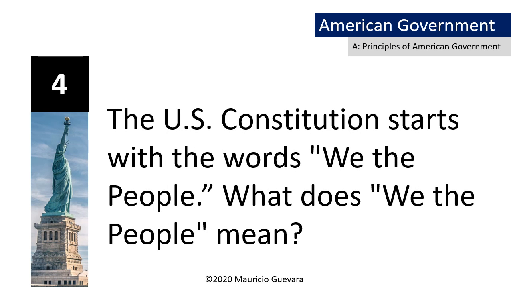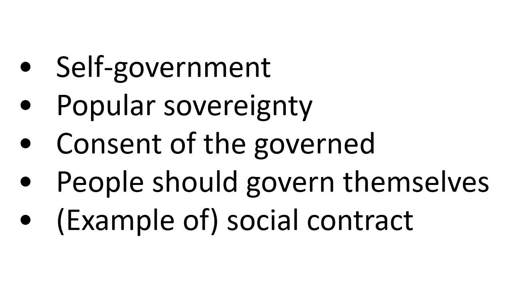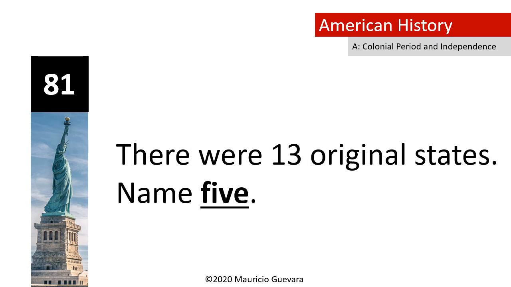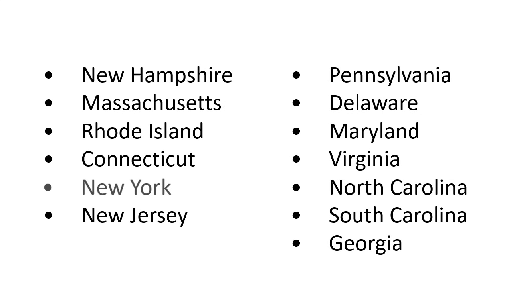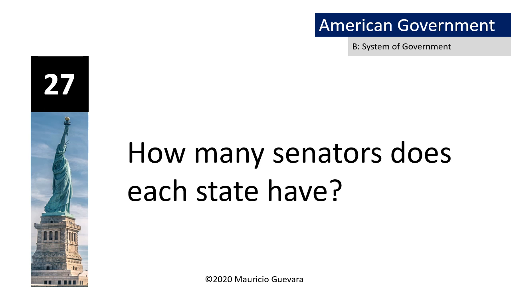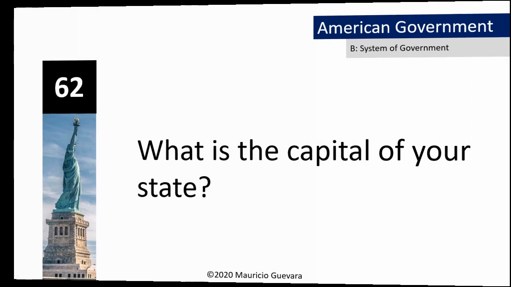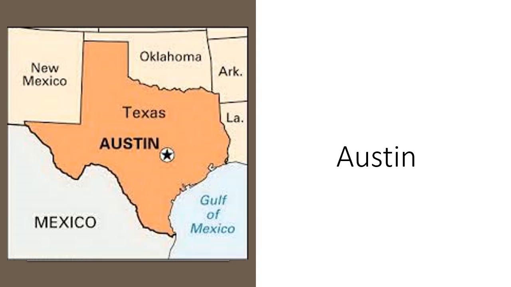The U.S. Constitution starts with the words, "We the people." What does "we the people" mean? Self-government. There were 13 original states. Name 5. Massachusetts, New York, New Jersey, Pennsylvania, Georgia. How many senators does each state have? 2. What is the capital of your state? Austin.